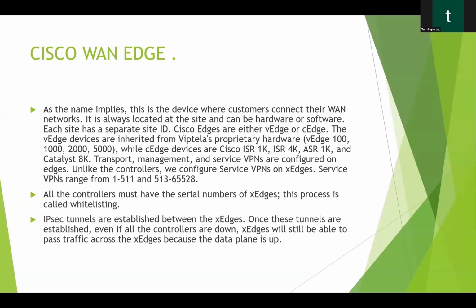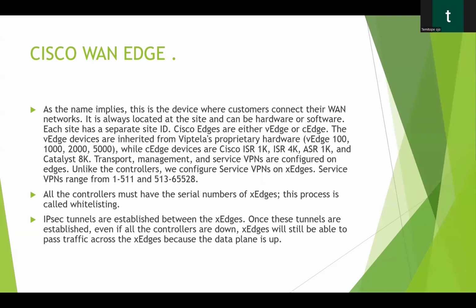So all controllers must have the serial numbers of the edges. That is the whitelisting we talked about when we were talking about vBond. So all the controllers must know about the serial numbers of the edges. That is whitelisting. And once whitelisting is done, your DTLS will come up. Then IPsec tunnels are established between edges only. So it's only between the edges.